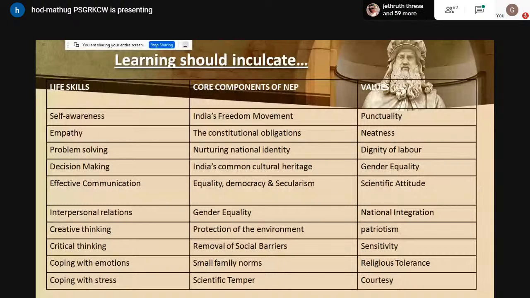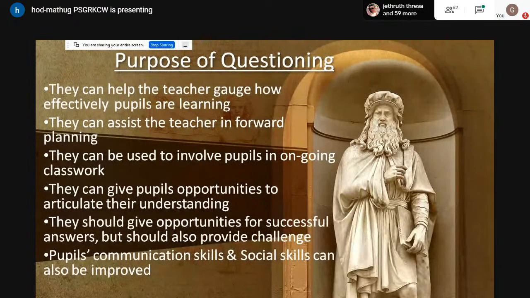So the purpose of the question is this. It can help the teacher gauge how effectively pupils are learning. The question paper setting is not to show what I know as a teacher. The purpose is to bring out what the students have understood from my teaching. So my questioning should bring out the inherent talents of my students. What is the inherent talent? What is the attitude of my student? And what is the skill level of my student? Only to bring that out into focus am I setting up my question, not to show how well I have mastered the subject.